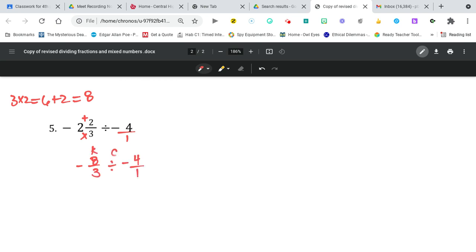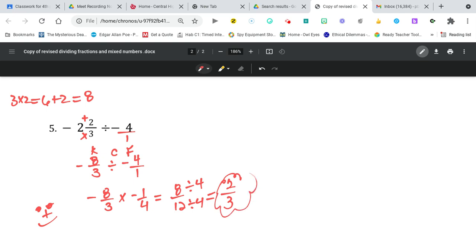Then I can keep, change, and flip. Remember, you only keep, change, flip on division of fractions. So that's negative 8/3 times negative 1/4. So a negative times a negative is a positive. I end up with positive 8/12. I can divide both of these by 4. I end up with 2/3 in simplified form.